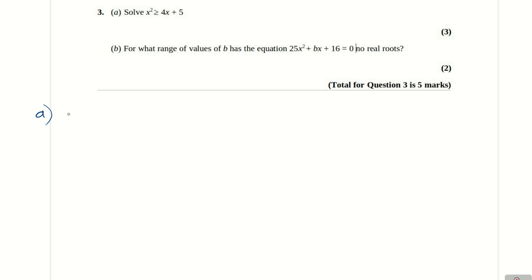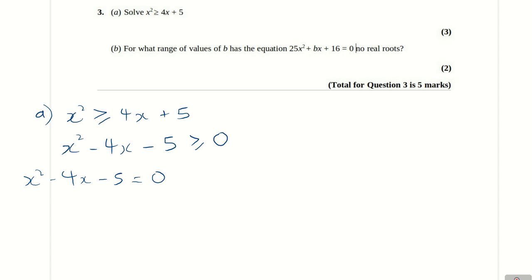So we've got to solve this inequality, x squared greater than or equal to 4x plus 5. First thing to do is to bring everything onto one side. So x squared, take away 4x from both sides, take away 5 from both sides, leaves us with 0 on the right. Now, this is a quadratic, and what we're going to have to do is to write it as an equation equal to 0, and that will enable us to find what we call the critical values. Those are the values of x for which the expression is actually equal to 0.